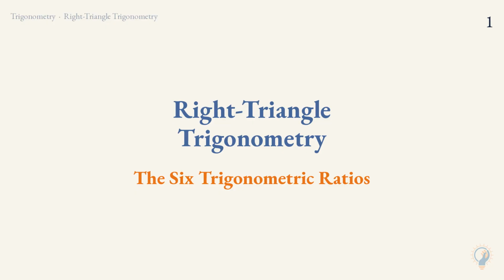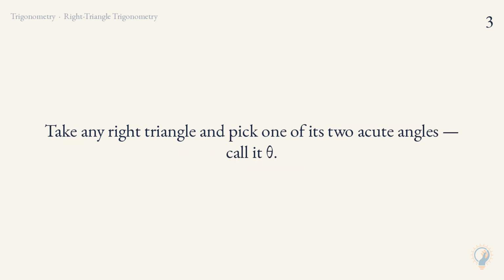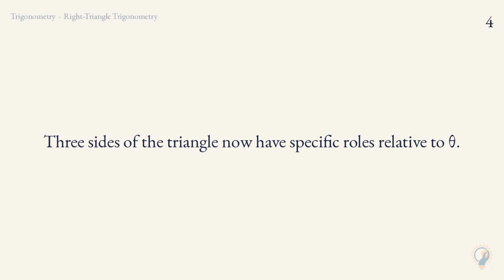The six trigonometric ratios. The right triangle is the historical entry point to trigonometry, and it remains the cleanest place to learn the six basic functions. Take any right triangle and pick one of its two acute angles. Call it theta. Three sides of the triangle now have specific roles relative to theta.